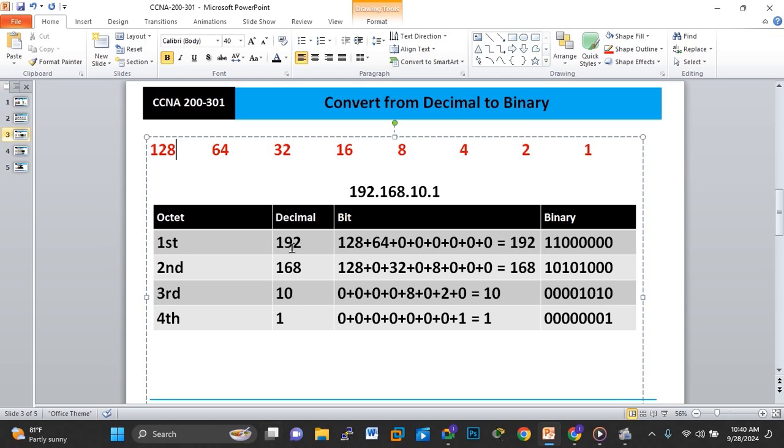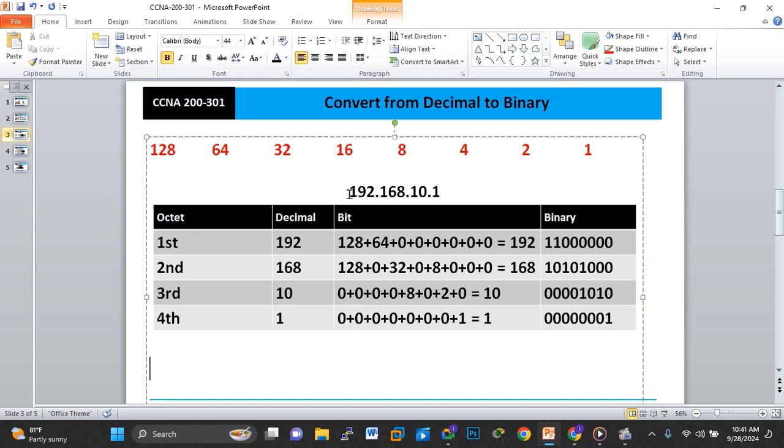Now let's say this is 192. I want to convert this 192 to binary. How will you do it? We have what we call ones and zeros. If the bit is on, we call it 1. If the bit is off, we call it 0. So just be aware of that. When the bit is on, we call it 1. When the bit is off, we call it 0.